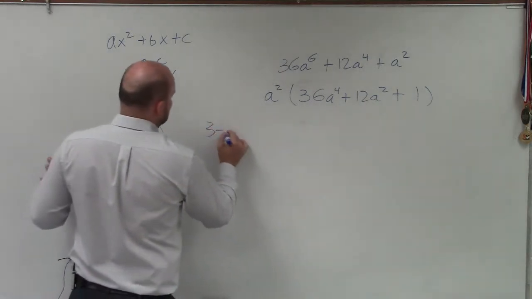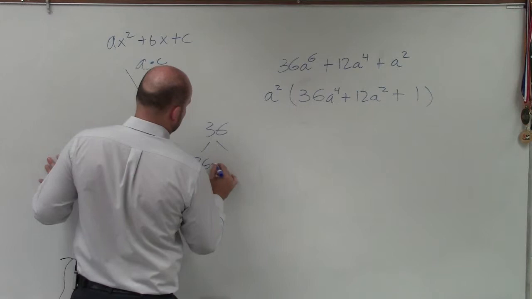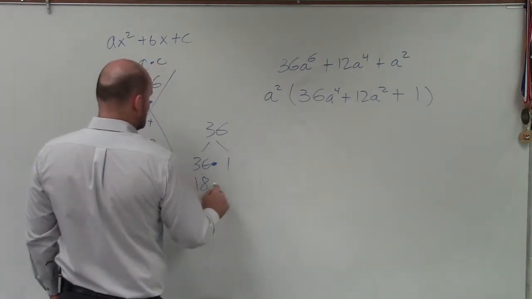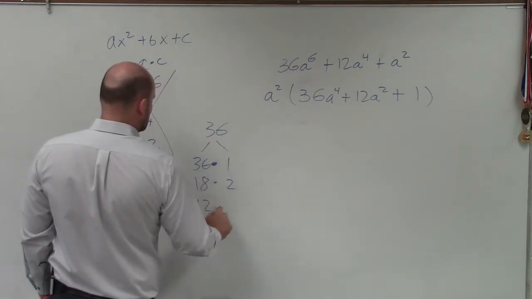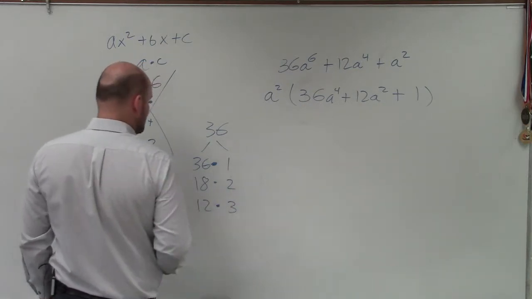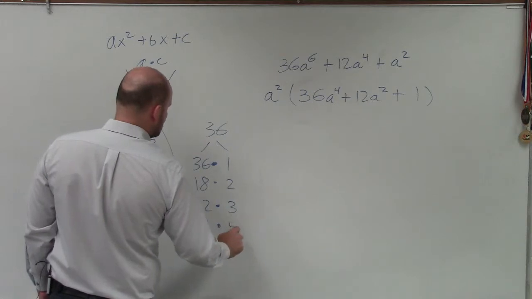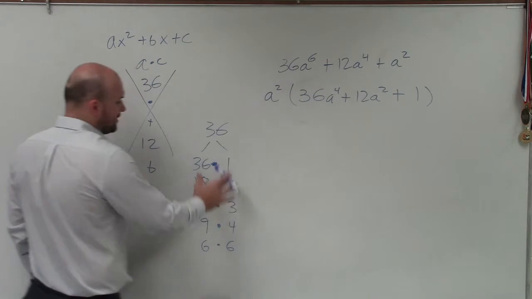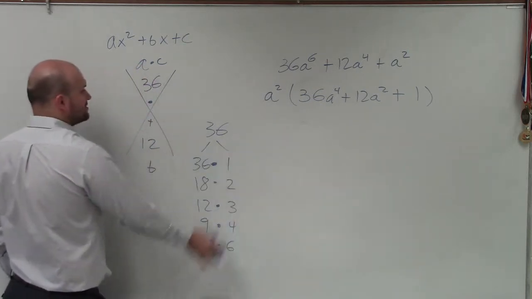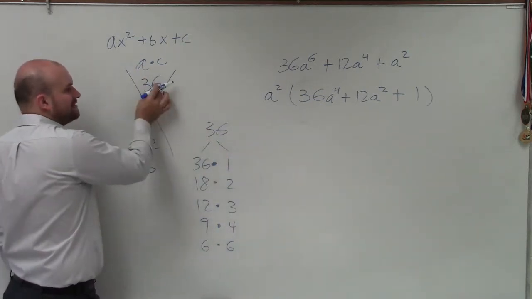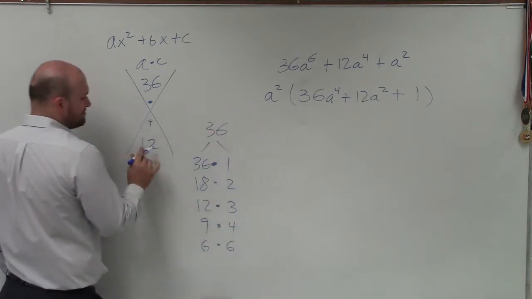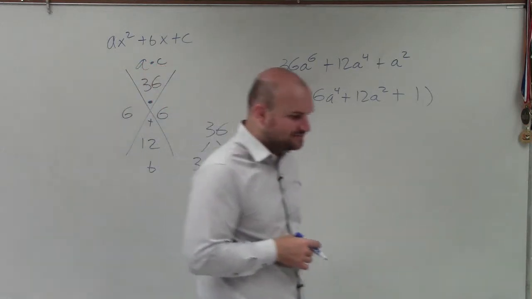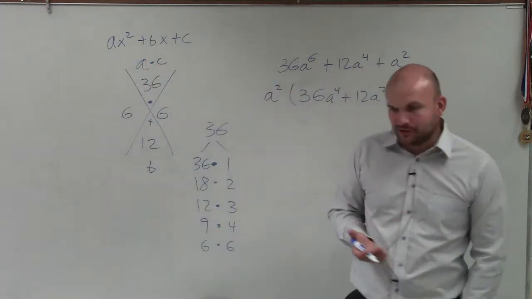So when I write out the factors of 36, I have 36 times positive 1. I could do 18 times 2. I could do 12 times 3. I could do 9 times 4. And I could do 6 times 6. Now, all these factors obviously multiply to give you 36. But the only one of these that adds up to give me 12 is positive 6 and positive 6.